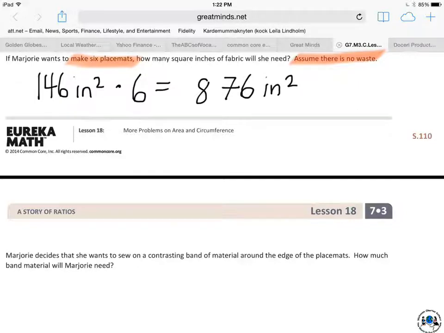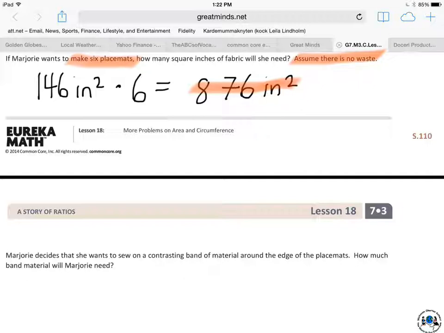Now, if you had a different number, if you had the decimal that I ignored, actually, since I did have a little extra decimal there, I might advise Marjorie to get a little bit more fabric. In fact, you might want to always go over. Okay, all right, and now down here it asks us.